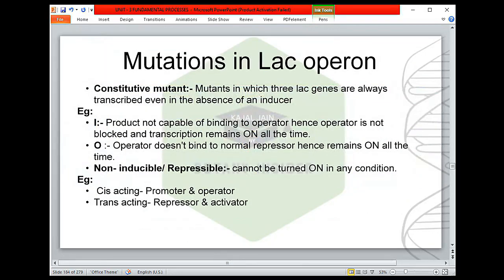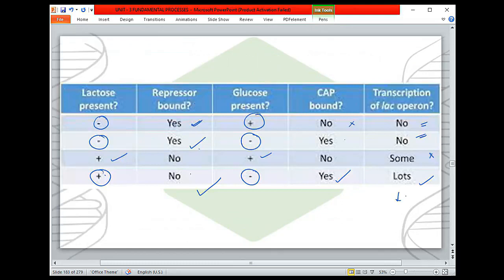Then we have the mutations in the lac operon. This is something we are going to discuss in our next class because it's a complete set of new things which you have to understand. Till here we have covered the basics of what an operon is and the complete functionality of the lac operon.